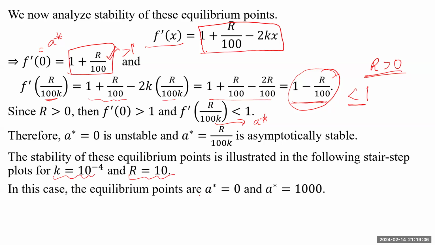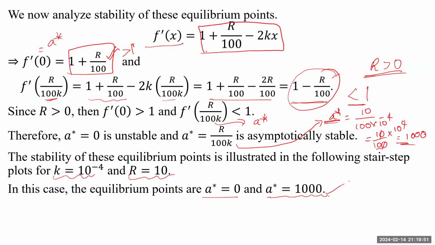So we know that the equilibrium points are A star equals 0 and A star equals 1000. When we substitute these values, for example, A star equals 10 over 100 times 10 to the power of minus 4. That is 10 over 100 times 10 to the power of 4, so the zeros cancel. We get 1000. So your equilibrium point is 1000.